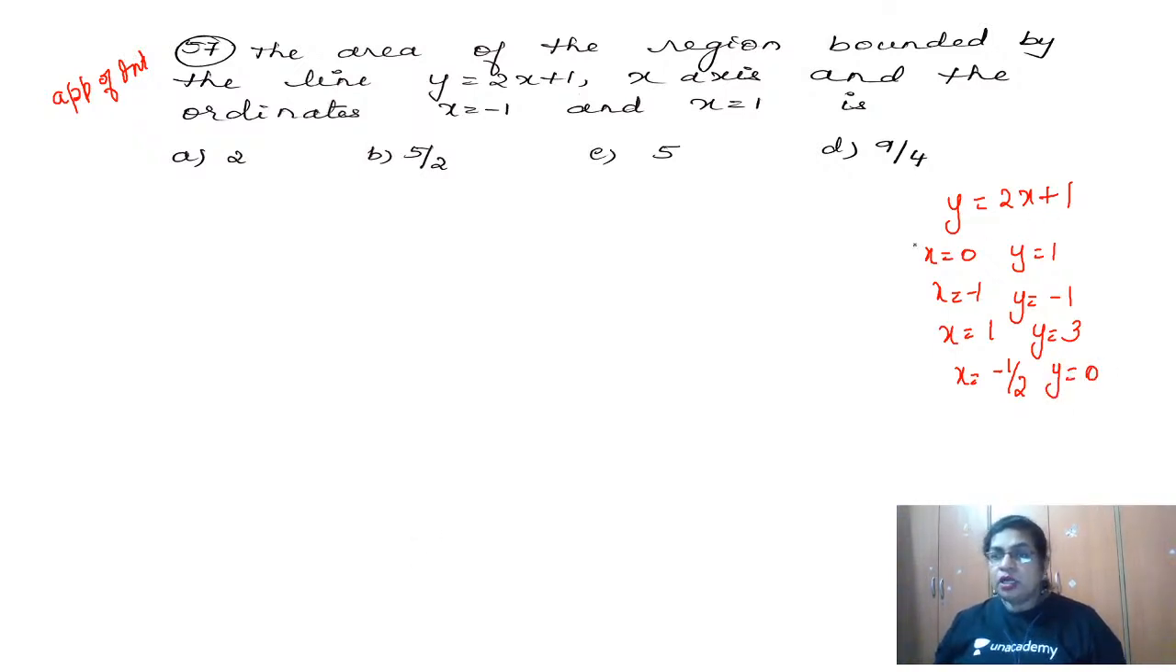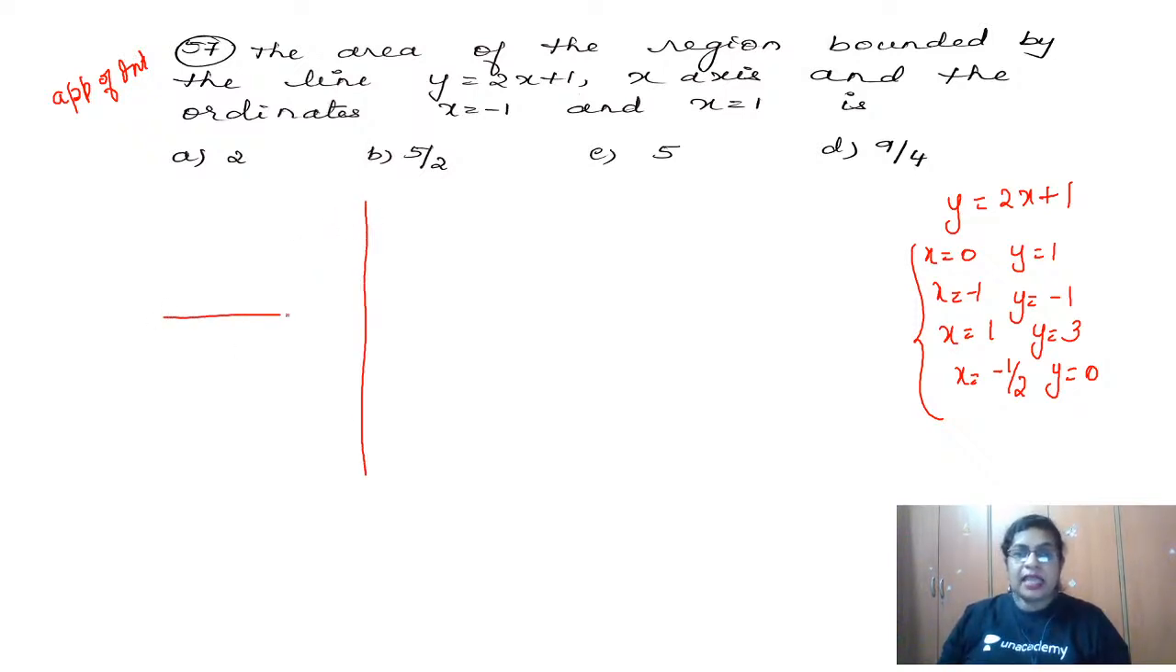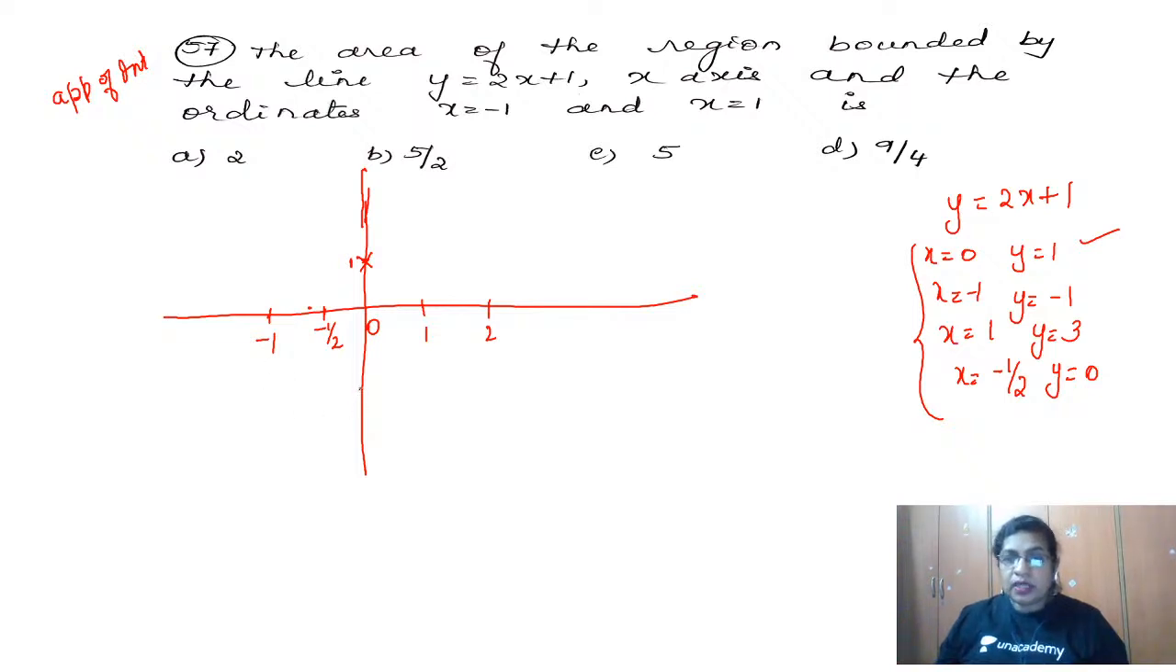So with these points, let me quickly draw the graph for you. So we have the x-axis and the y-axis. Clear? Okay. So here it is 0, 1, 2. So I want here this point minus 1 by 2 and this point let me take as minus 1. So when x is equal to 0, we have y is equal to 1. So therefore one point is here. So first point I have marked. When x is minus 1, y is also minus 1. So we have one more point over here.